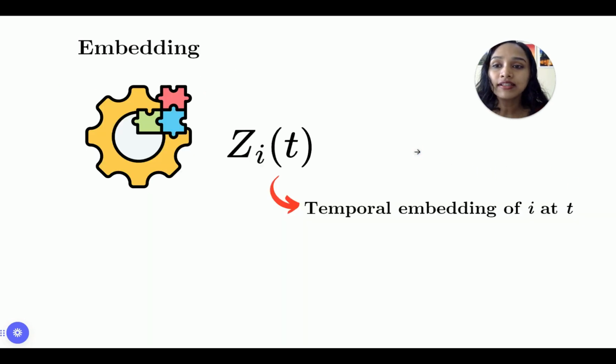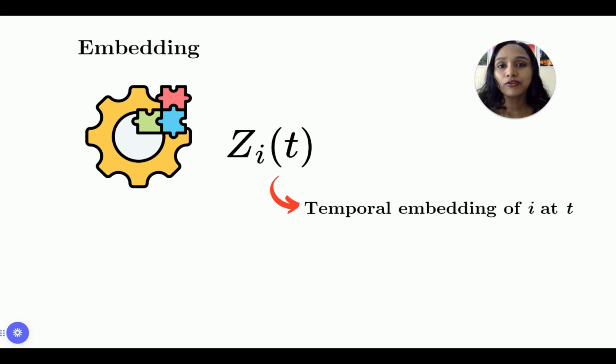Now, coming to the final module, which is the embedding module in TGN. This embedding module can generate the temporal embedding Zi of t. Zi of t is the temporal embedding of node i at time t. Like I said, this temporal graph network can be considered as an encoder-decoder pair, where the encoder will take the dynamic graph as the input and generate a node embedding. So this node embedding is a temporal embedding at every instance of time.